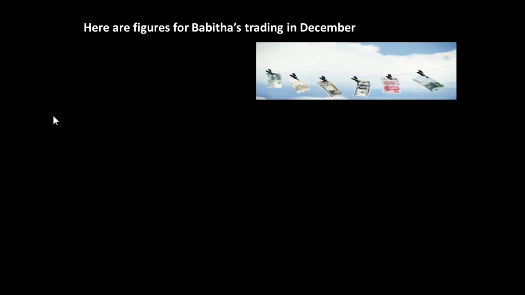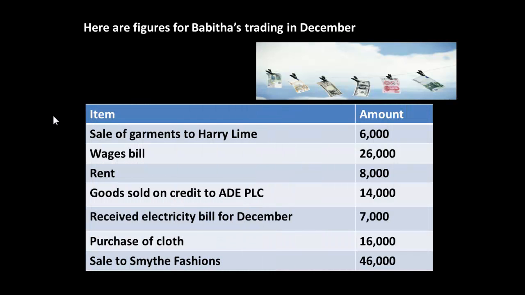Now let's look at her figures for trading in December. Here's a list of her transactions for that period: some sales, some wages, some rent as an expense, another sale, another expense, a purchase of cloth. Remember, that's going to be cost of sales. So does she make a profit or a loss? And if so, how much?